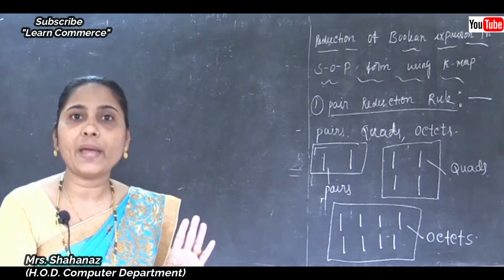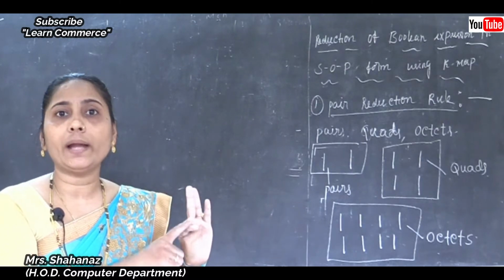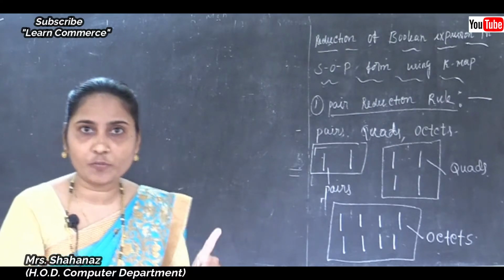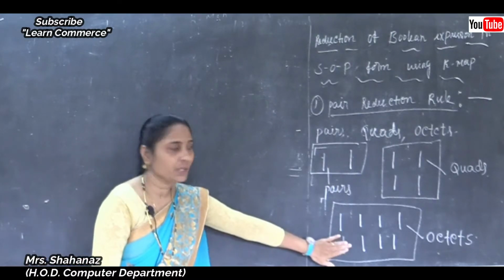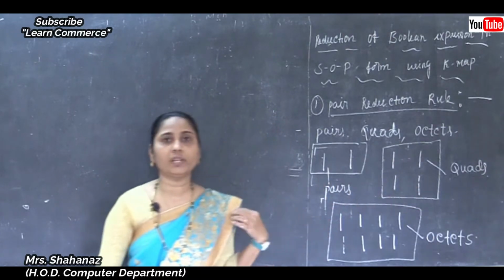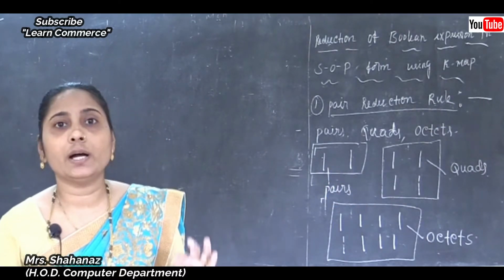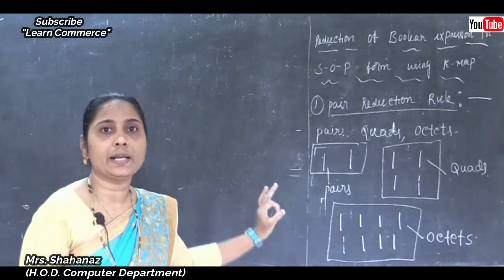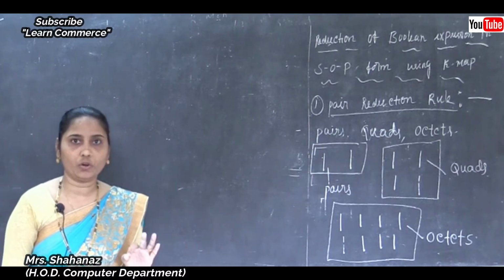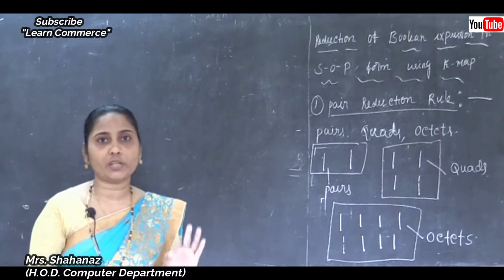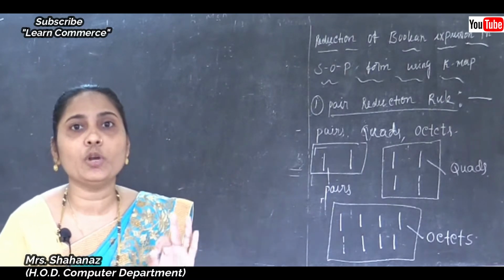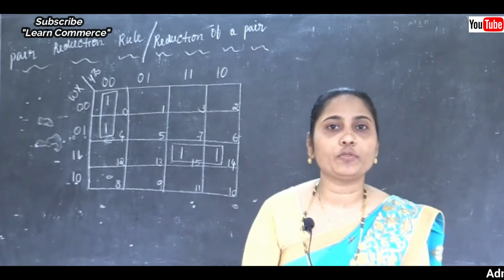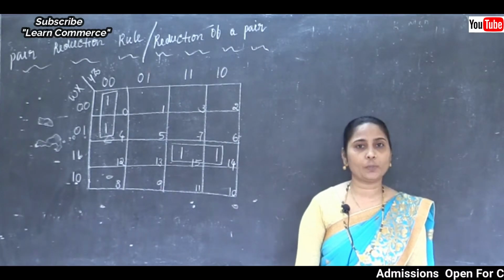We know that a pair removes 1 variable, a quad removes 2 variables, and an octet removes 3 variables. So first I am going to search for the octet, then the quads, and lastly the pairs, because the bigger group removes more variables, thereby making the resultant expression simpler. So this is the most important note about the reduction of Boolean expressions using SOP mapping.